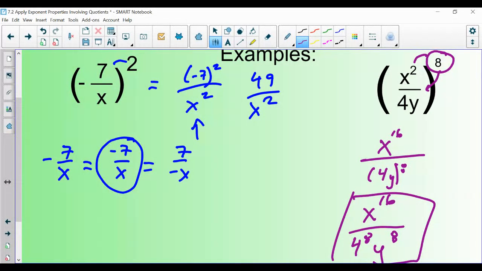And that would be a good answer if my question said simplify your exponents or leave your answer in exponents. If it said to simplify your exponents completely, I would need to get what 4 to the 8th is, but that's going to be a very large number.